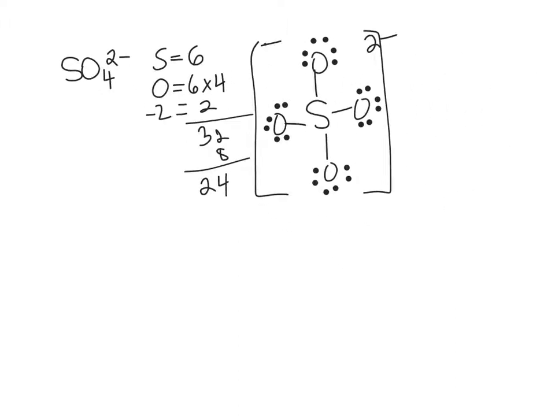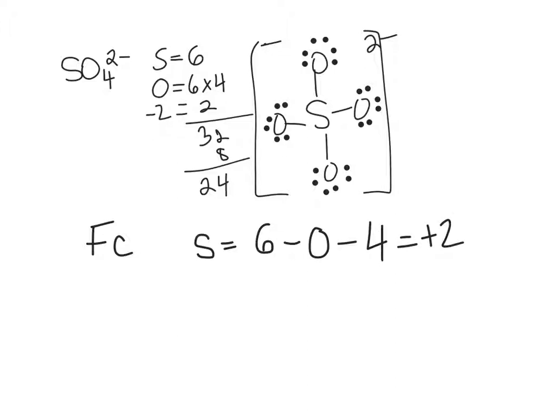So, formal charge. Sulfur is 6. How many electrons in lone pairs? 0. How many bonds? 4. Ooh. That's plus 2. We want it to be 0. Okay, all of our oxygens are the same. They're single bonds, and there's 4 of them. Valence electrons, 6 minus how many electrons in lone pairs? 6. Minus 1 bond, negative 1. There's 4 of them. Plus 2 and negative 4 add up to be negative 2, so that part's okay.